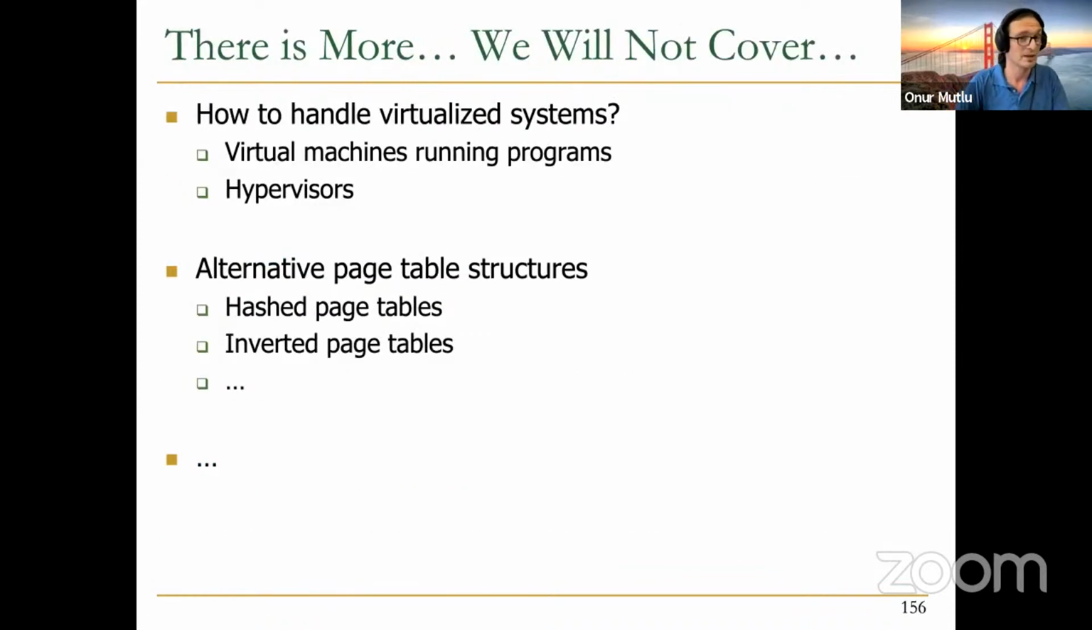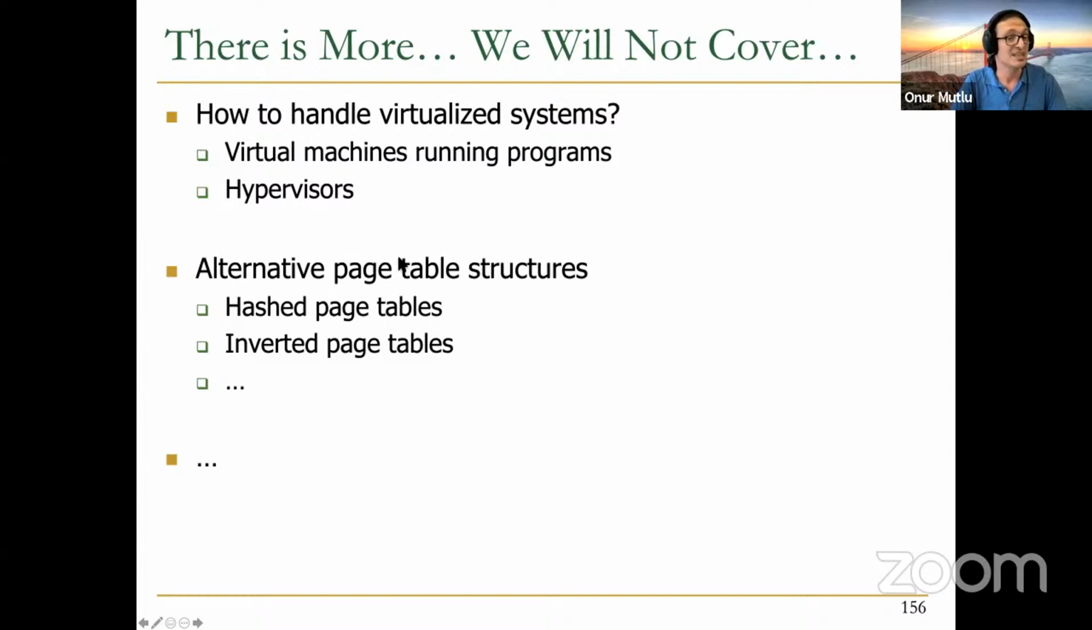But there's more, which we're not going to talk about. How do you handle virtualized systems? I'm going to flash a slide related to this. You may have virtual machines and hypervisors running programs, orchestrating systems. Now you have another virtualization layer. And that actually increases the number of virtual memory translations that you need to do. And existing systems provide support for that, called nested page walks, for example. I'm not going to talk about that, nested TLBs.